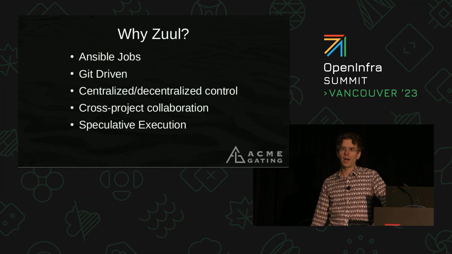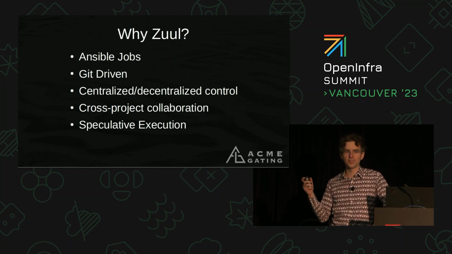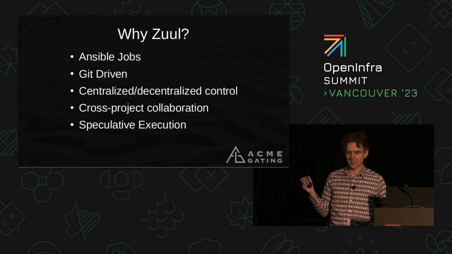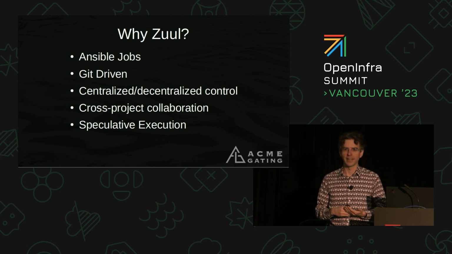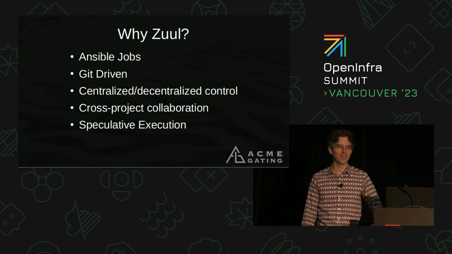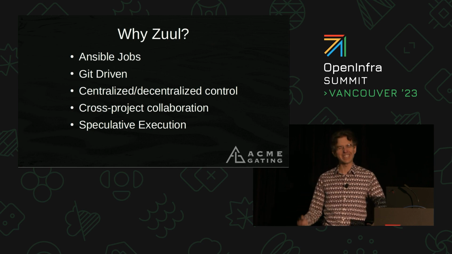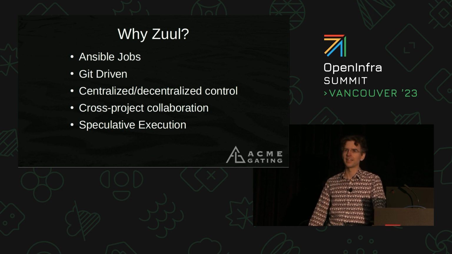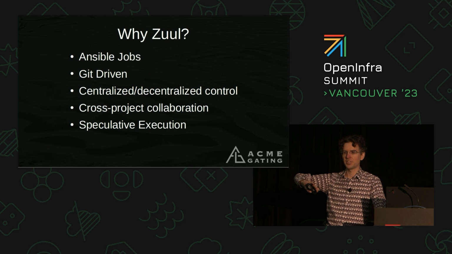So why is Zuul useful for this use case, this speculative ephemeral production? I said that right twice in a row now. So the first is Ansible jobs. Zuul's native job language is Ansible. And when we were looking to create Zuul, we thought, should we write our own YAML language to talk about how to run things on remote servers? And we said, no, there's actually a thing out there that does that already. It's called Ansible.